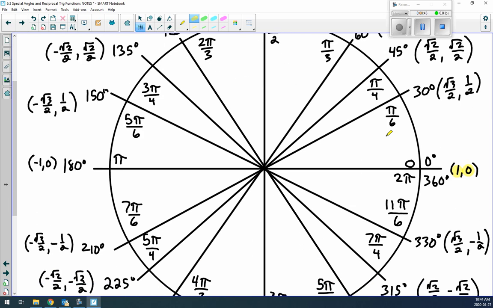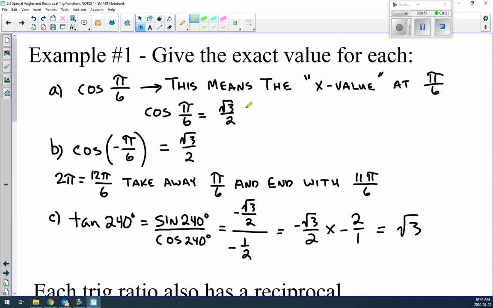Pi over 6, where's pi over 6? There it is right there. We have our x and our y. We want the cosine, so we want the x value. So it's root of 3 over 2. So if somebody asks you for the exact value of cosine of pi over 6, you can say root of 3 over 2. And those are the main ones we're dealing with, okay? So there's pi over 3.